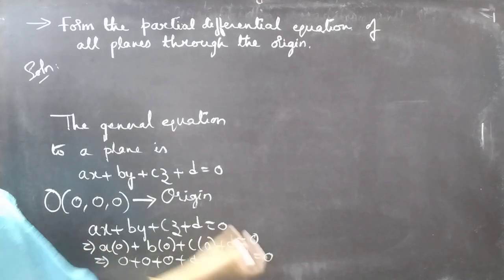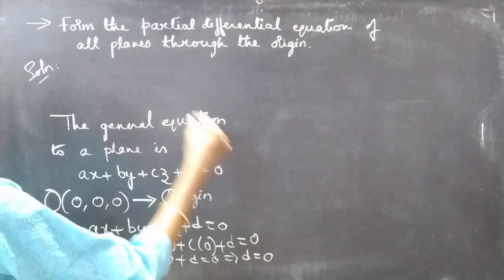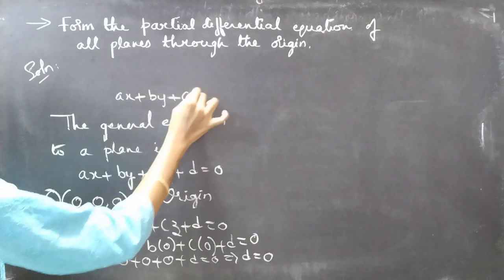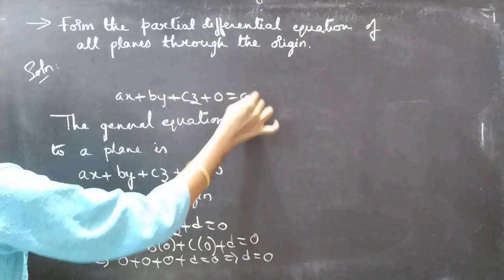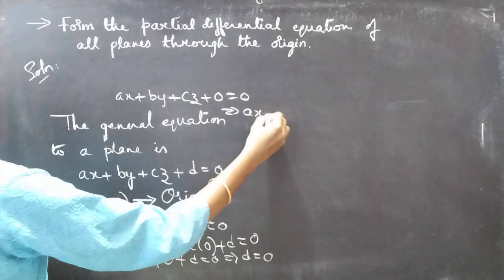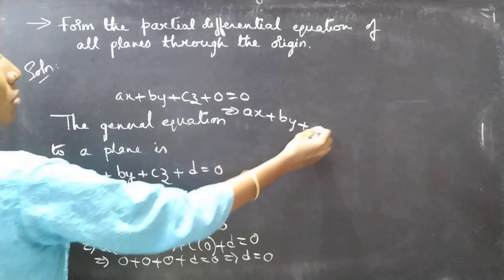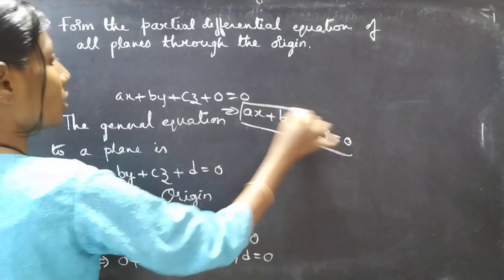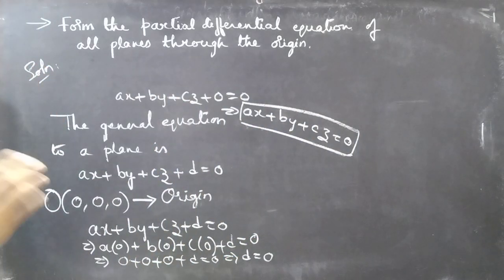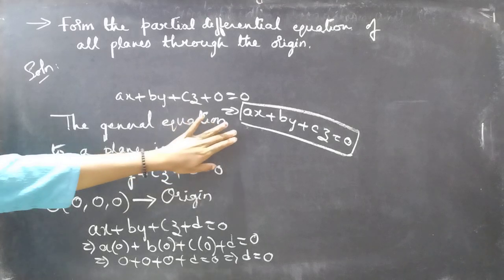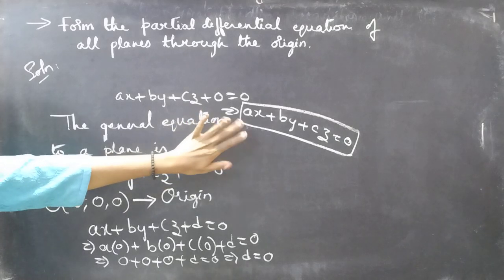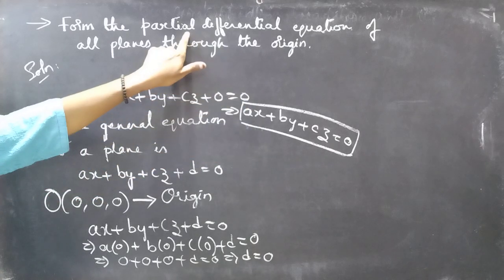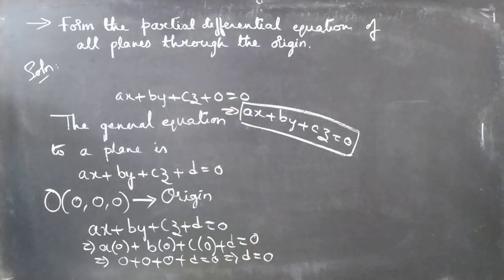Now put this d equal to 0 in this equation, then this equation becomes ax plus by plus cz plus 0 equal to 0, which gives us ax plus by plus cz equal to 0, which is a required equation, not the PDE. This is the equation of all the planes which pass through the origin. Now from this equation we need to form the partial differential equation. Let's see.